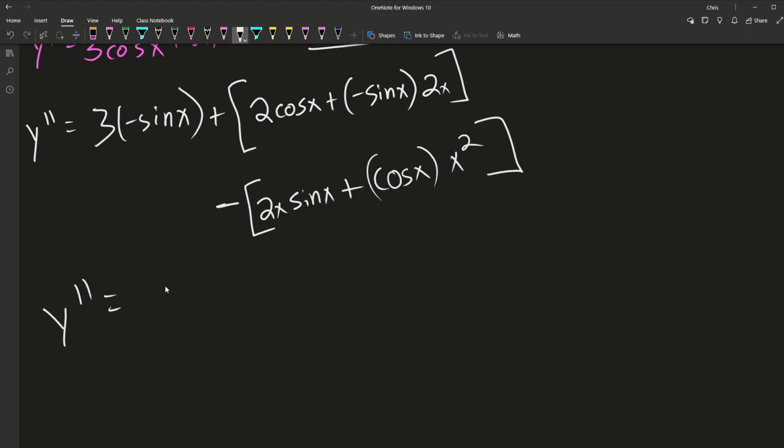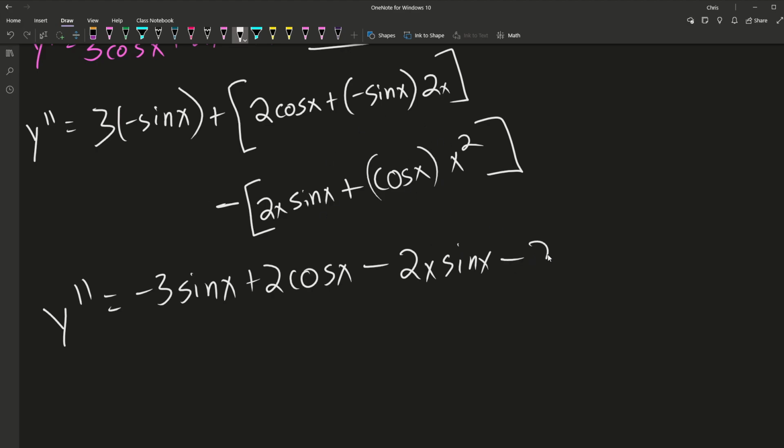So y double prime is negative 3 sine of x plus 2 cosine x minus 2x sine x minus 2x sine x plus x squared cosine x. Sorry, minus, right? Distributing the minus sign here.